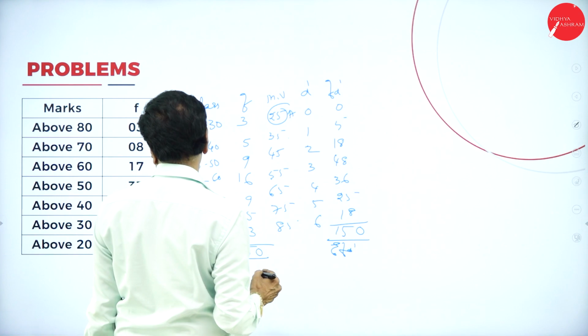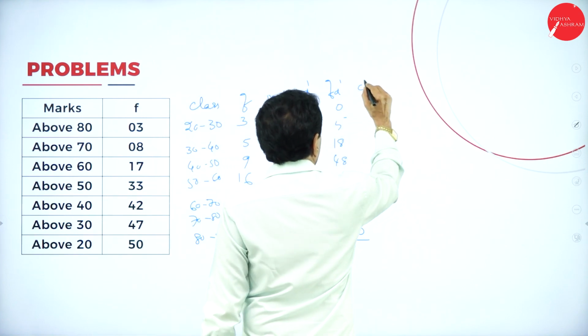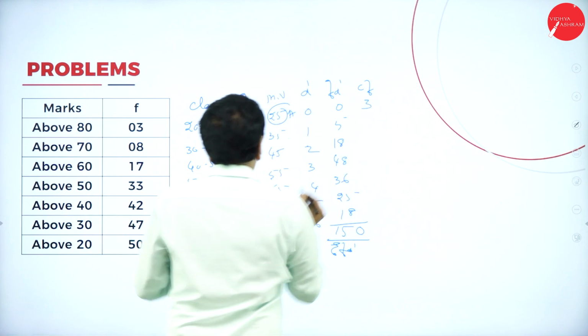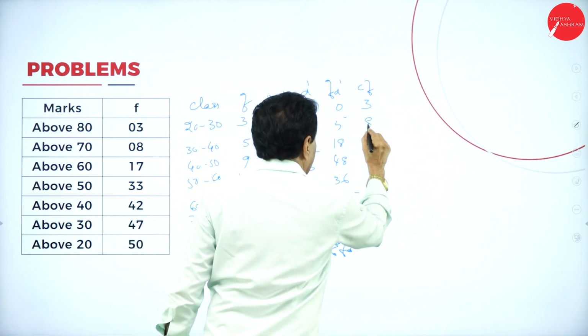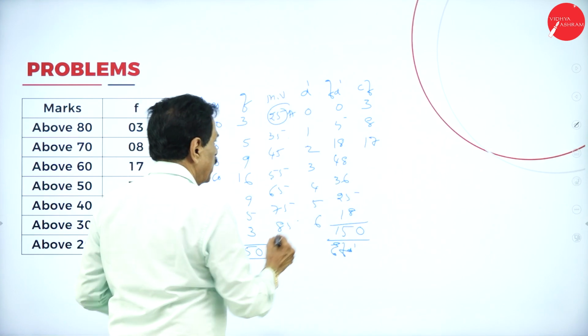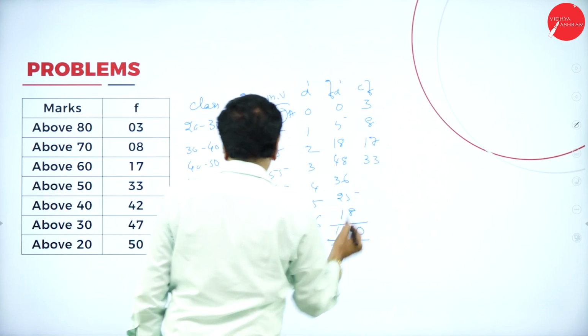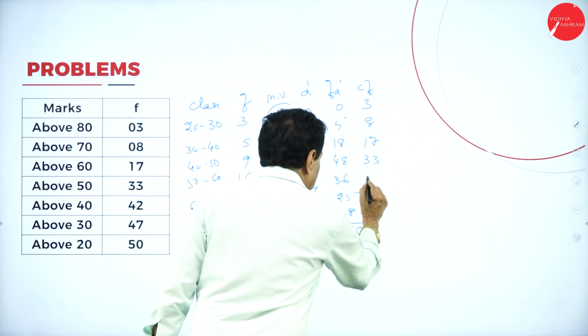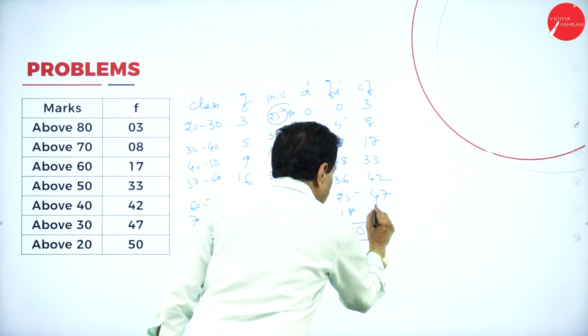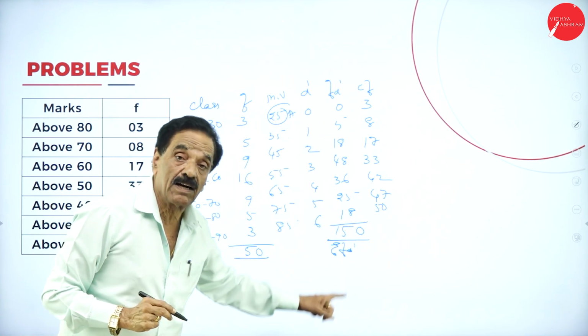Then cumulative frequency, CF, for the sake of median. What is the first frequency? 3. For 5 should be added, 8. For 9 should be added, 17. For 16 should be added, 33. For 9 should be added, 42, 47, 50. This is for the sake of median.